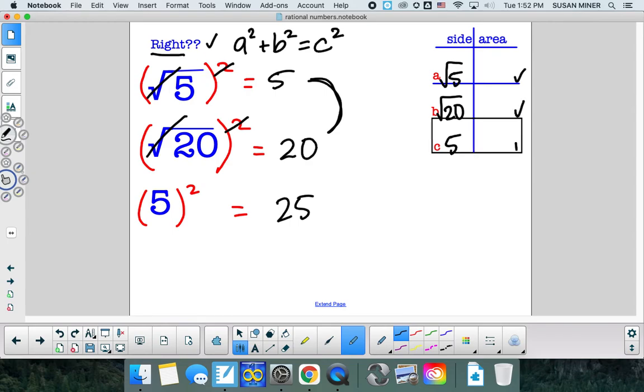So now all I have to figure out is, does A squared plus B squared equal C squared? So let's put it in here. A squared was 5, B squared was 20. Does 5 plus 20 equal 25? Yes, it does. So this one is yes. It is a right triangle.